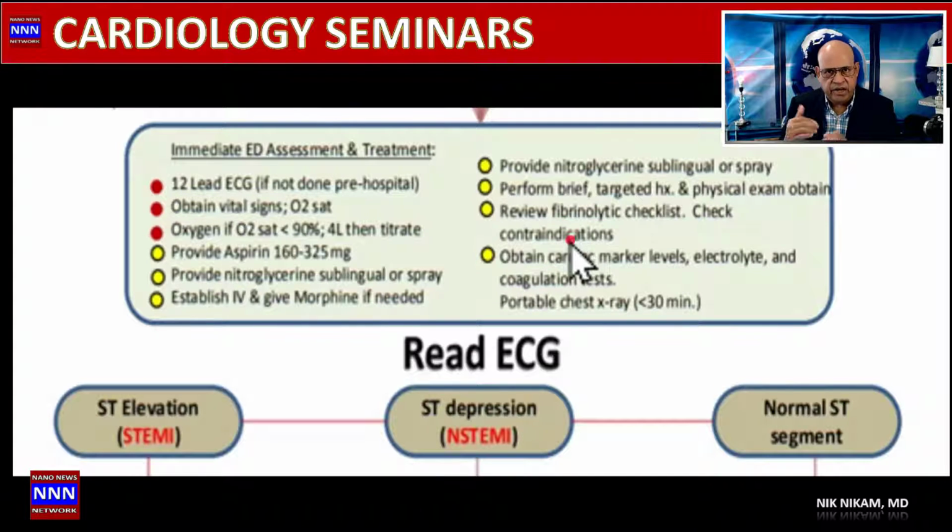We need to get cardiac enzymes, blood tests, blood count, and X-ray within 30 minutes of arrival to the emergency room, and a decision must be made as to whether the patient needs to go to the cardiac catheterization lab, or whether the patient needs to go to the intensive care unit for observation, or the patient can go to a regular floor on a telemetry unit.